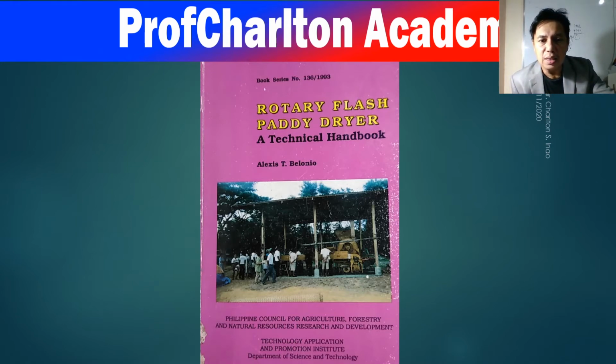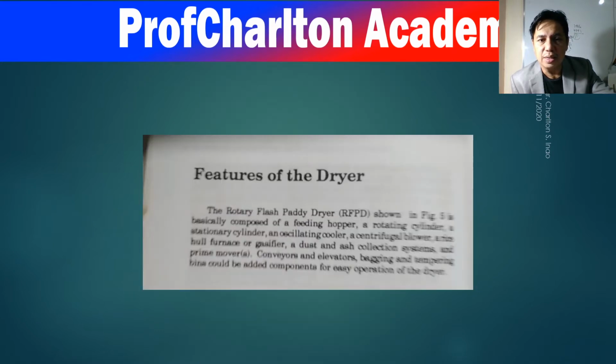So here is the kind of rotary flash dryer. It has a hopper, a rotating cylinder, a stationary cylinder, an oscillating cooler, and a centrifugal blower to blow the heat, and also a hull furnace or gasifier, dust and ash collection systems, and the prime mover, which is the motor. There are also conveyors, elevators, bagging, and tempering bins that could be added as components for easy operation of the dryer.